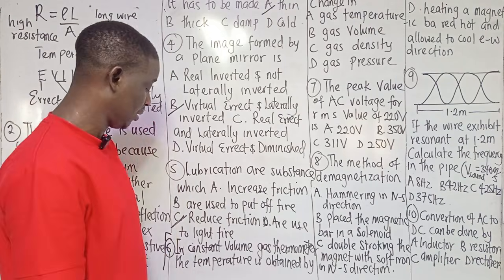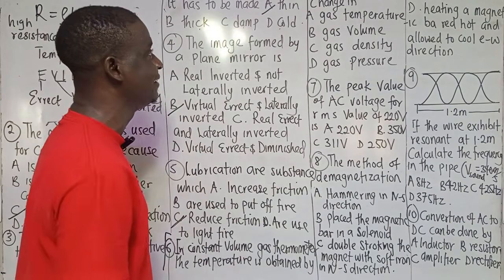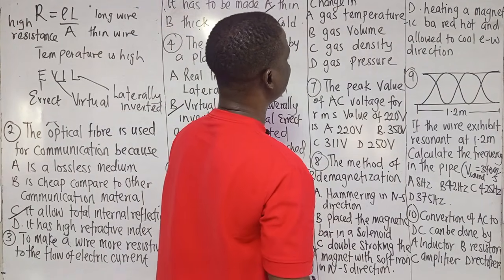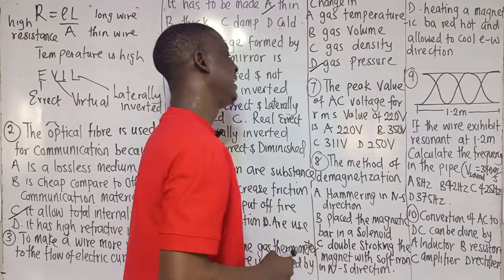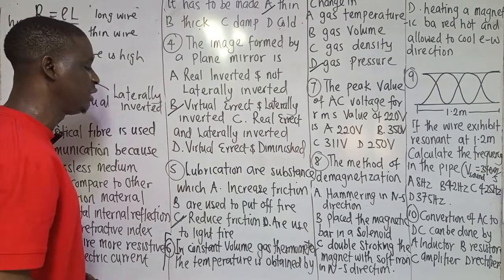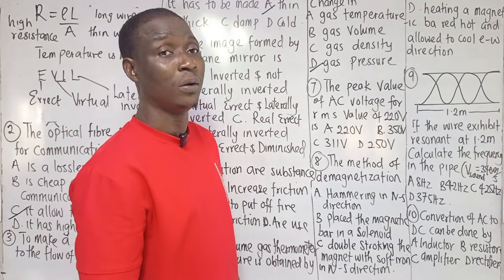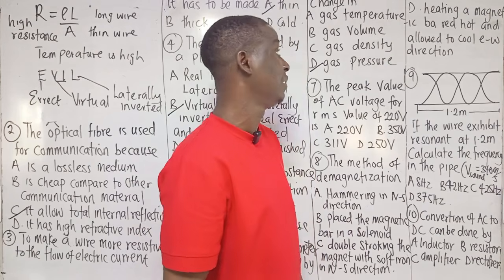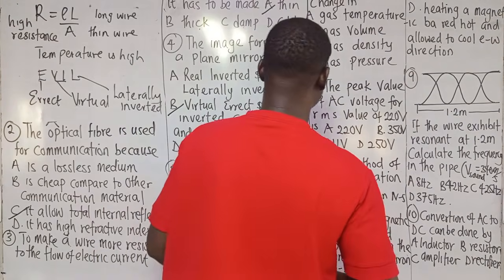So in a constant volume gas thermometer, the temperature is obtained by change in gas temperature, no. Gas volume, no. Gas density, no. Gas pressure, yes. In a constant volume gas thermometer, temperature can be measured by change in pressure. In a constant pressure gas thermometer, the gas volume has to be changed. So in that case, the option is D.